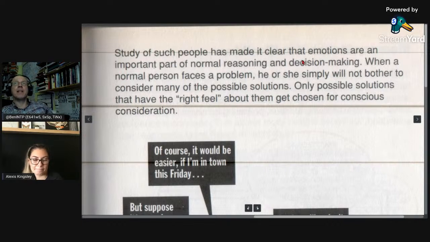Study of such people has made it clear that emotions are an important part of normal reasoning and decision making. Again, this goes to that dichotomy of thinking and feeling, not really a dichotomy. When a normal person faces a problem, he or she simply will not bother to consider many of the possible solutions. Only possible solutions that have the right feel about them get chosen for conscious consideration.